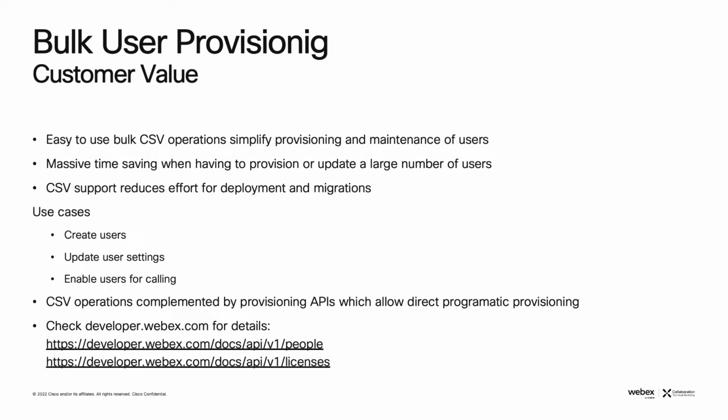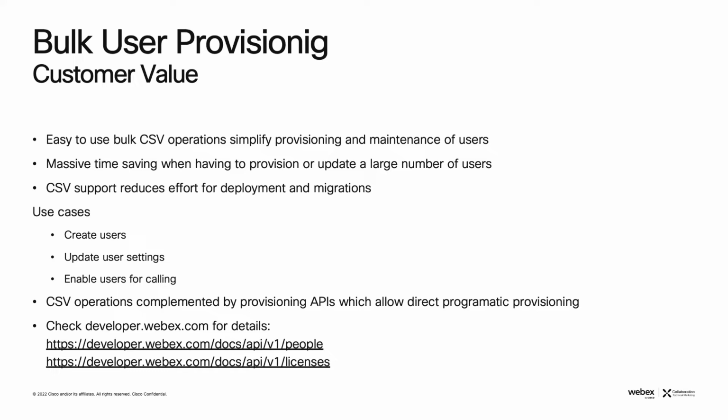Bulk user provisioning using CSV files simplifies the provisioning of users as well as maintenance operations. Especially when a large number of users have to be created or updated, the time savings are immense. Automation also helps to avoid mistakes, which further contributes to the time savings. Migration scenarios are one example where bulk provisioning can be used to increase efficiency.